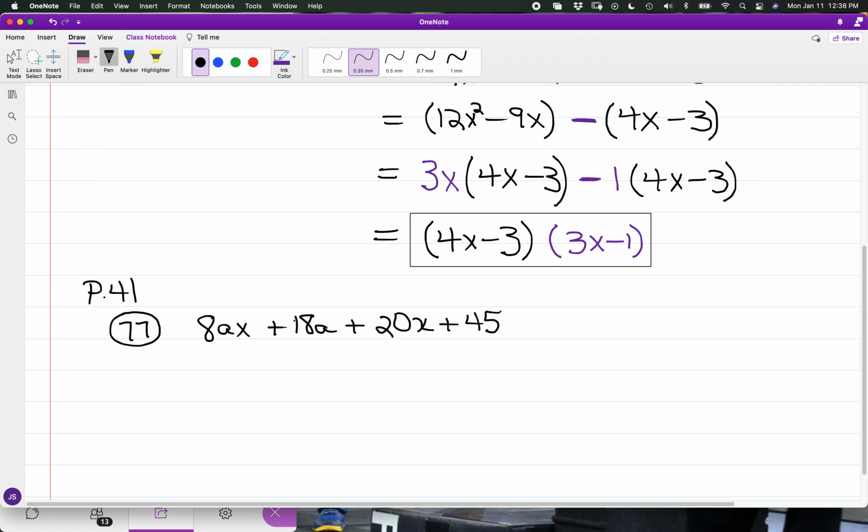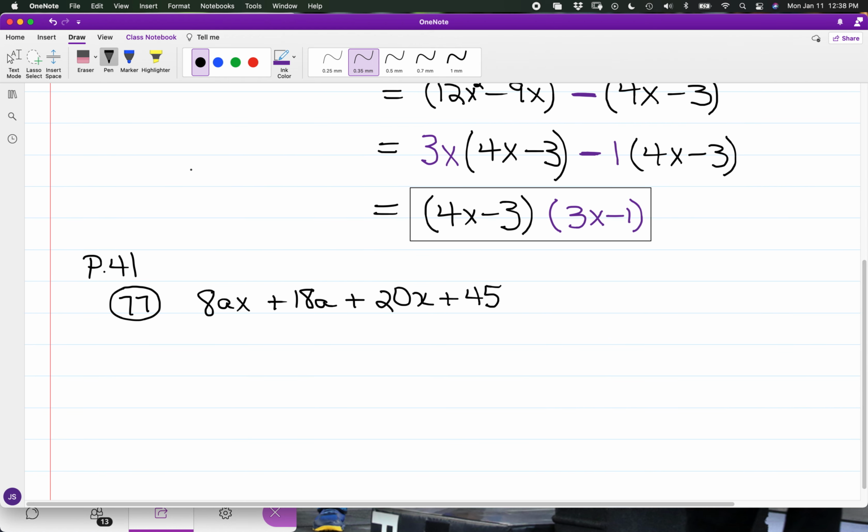Now, because I have a 9 to 4 ratio between the second and first as well as the fourth to third constants, and because I have the variables aligned such that I can factor by grouping. Okay, so we have 8ax plus 18a as the first group, and then I have the operation of addition in the middle, and then just putting 20x plus 45.